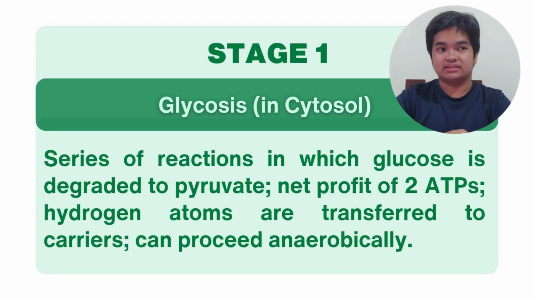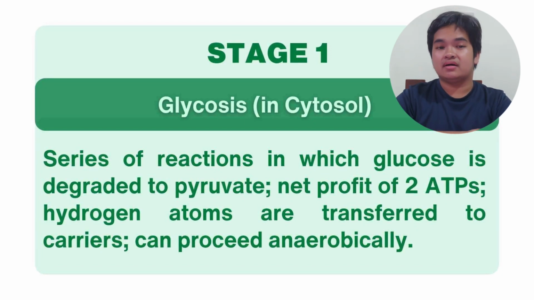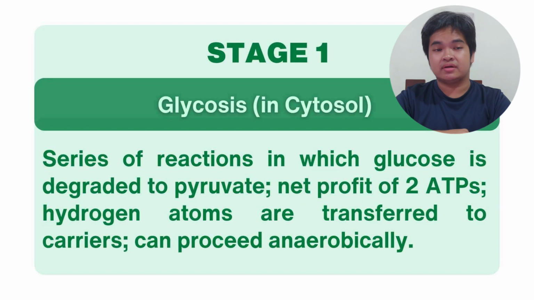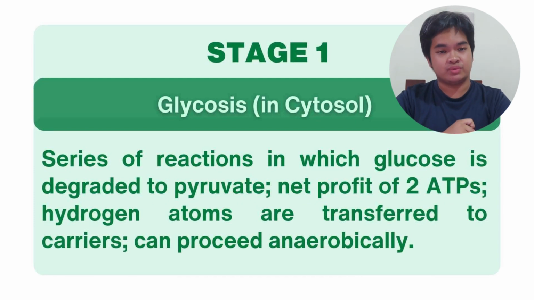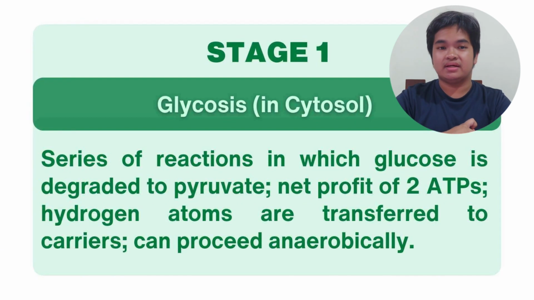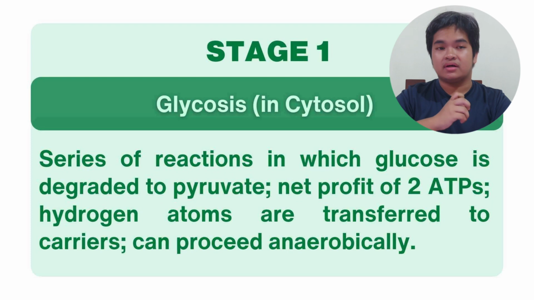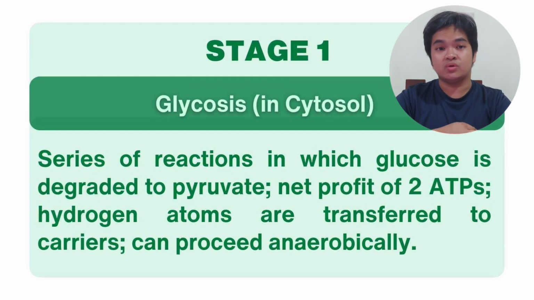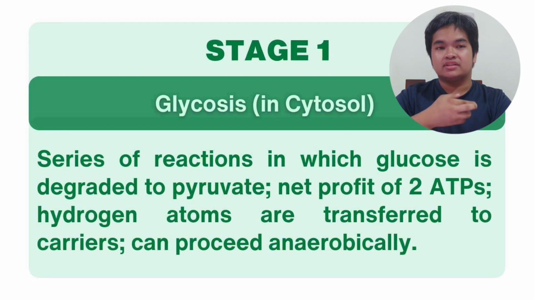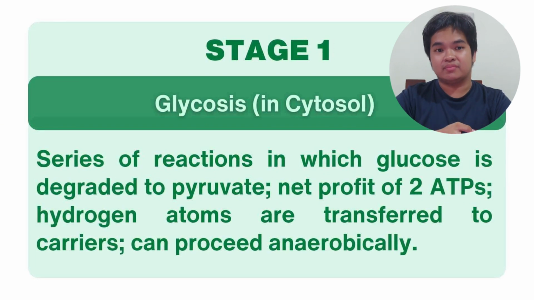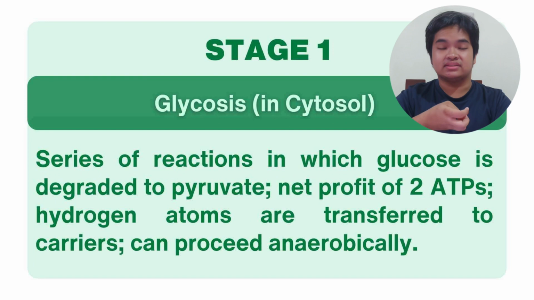So, glycolysis. Etymologically speaking, glycolysis came from the two Greek words glyco, meaning sugar or sweet, and lysis, meaning breakdown. So it is basically the breakdown of sugars. Glycolysis starts with a 6-carbon molecule known as glucose, and it is in the cytoplasm where glycolysis starts.